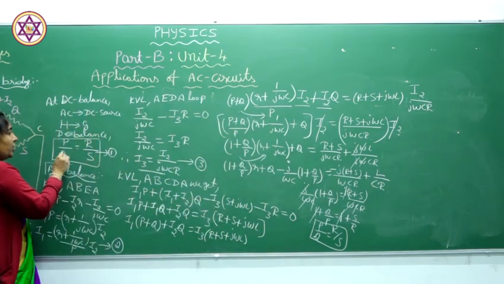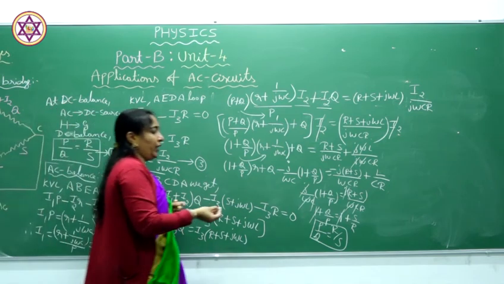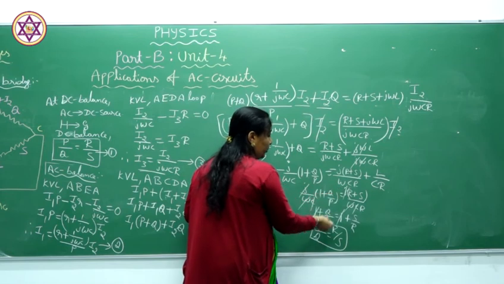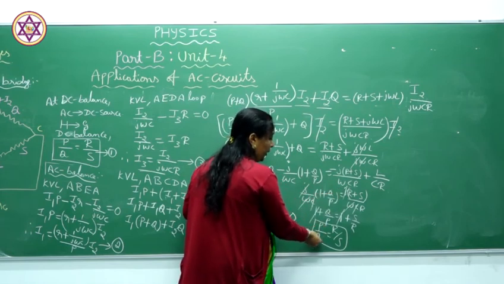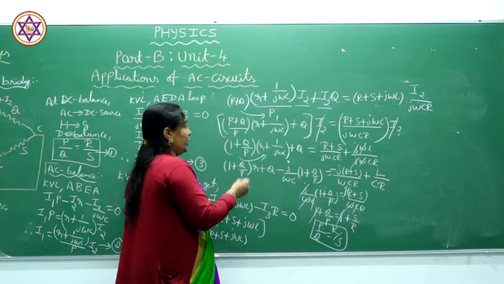So we know that what is the DC balance condition? P by Q is equal to R by S. Now we obtain, when we equate the imaginary parts, what we get? DC balance. P by Q should be equal to R by S. So now we equate the real parts.